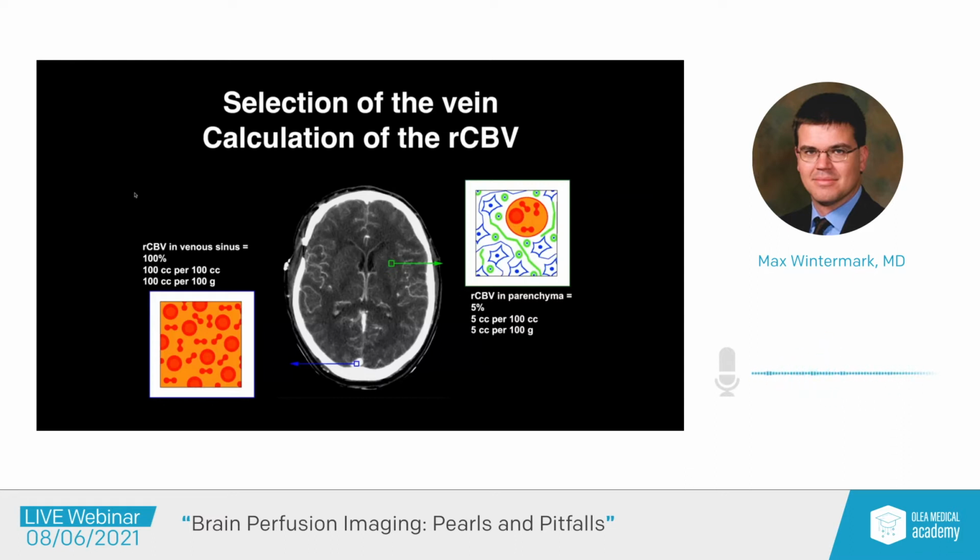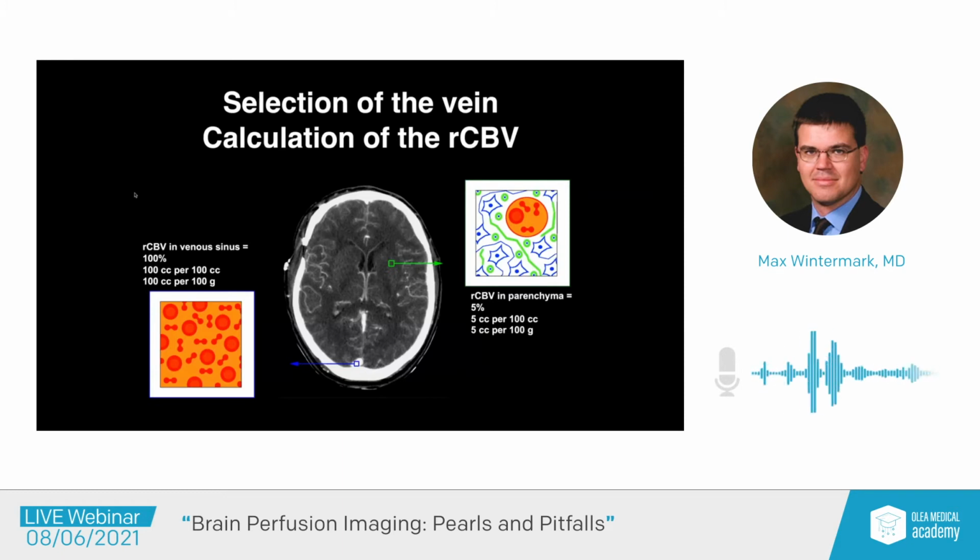When the software finds that voxel that contains only blood, it's going to assign a cerebral blood volume (CBV) value of 100% blood to that particular voxel. So 100% is nothing but 100 cc per 100 cc, or if you assume that the density of the brain tissue is 1, it's 100 cc per 100 gram. Then the software is going to compare all the other voxels, and I drew a green one as an example.